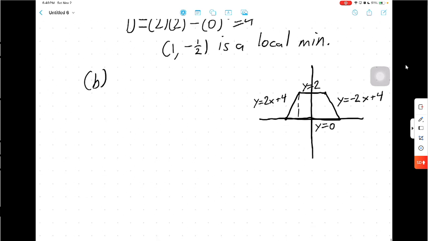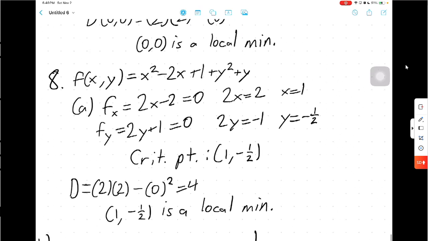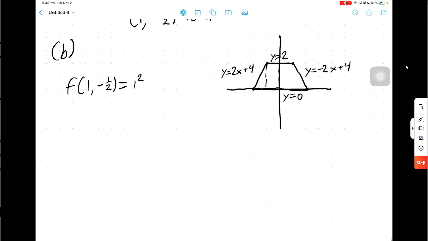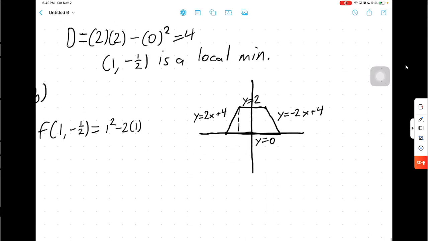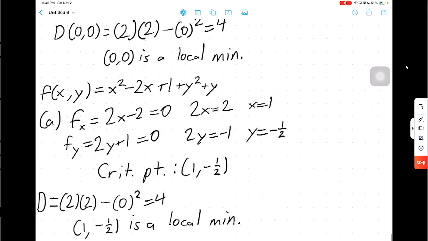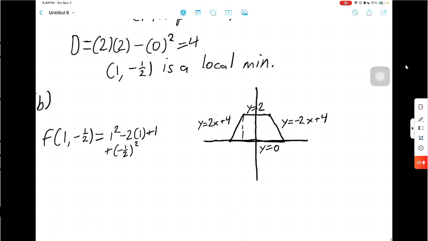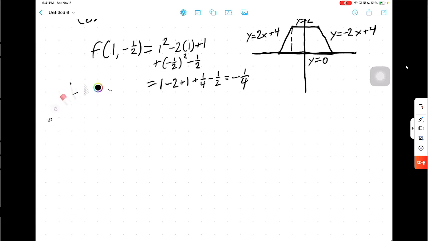So first we have the crit point, which is going to be 1 squared minus 2 times 1 plus 1 plus negative 1/2 squared minus 1/2, which is equal to 1 minus 2 plus 1 plus a fourth minus a half. 1 minus 2 plus 1, that's 0. So you get negative 1/4. Oh wait, this isn't even on our trapezoid. We didn't even have to do this one.